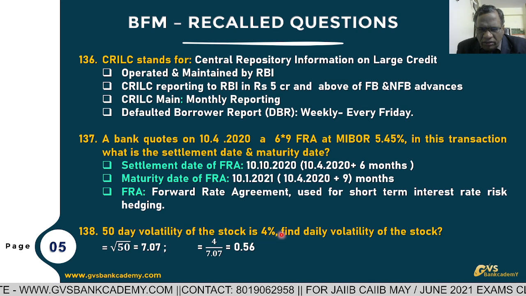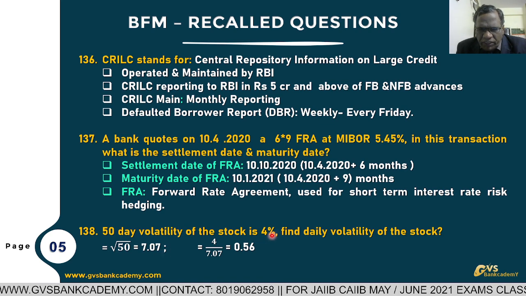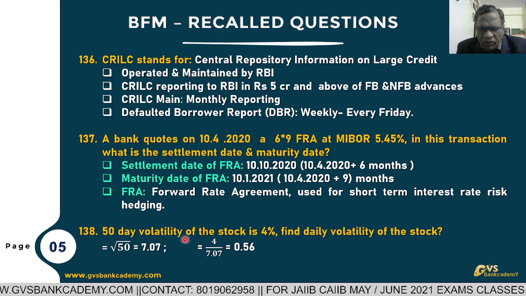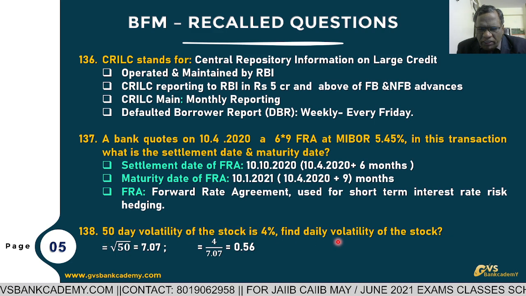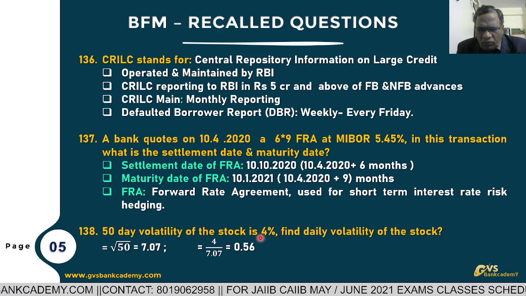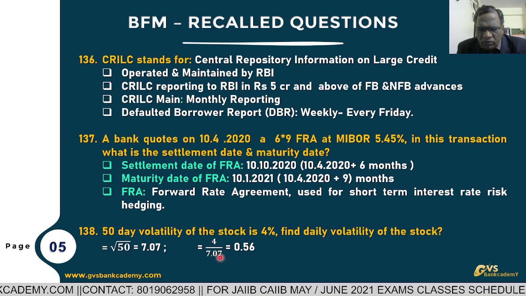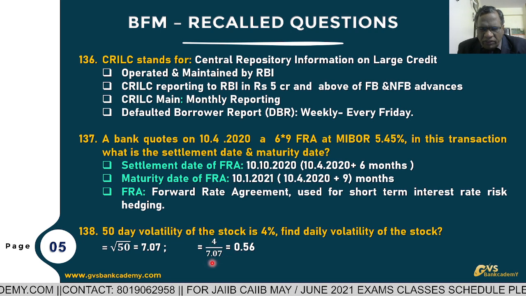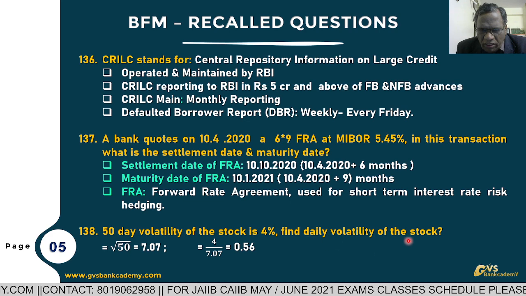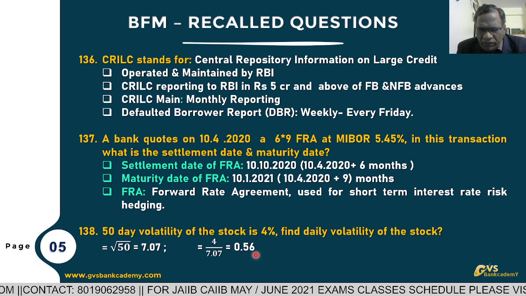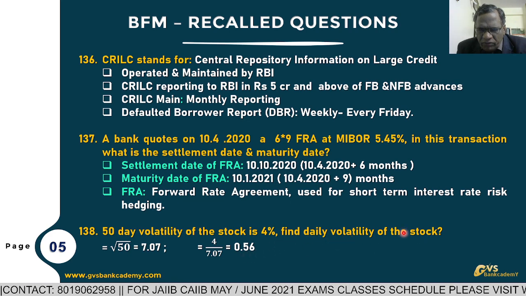Then after that, what is the volatility of the stock for 50 days? 4%. The 50 days volatility is 4%. The daily volatility is equal to 4 divided by 7.07. 4 divided by 7.07, the daily volatility of the stock is 0.56%.